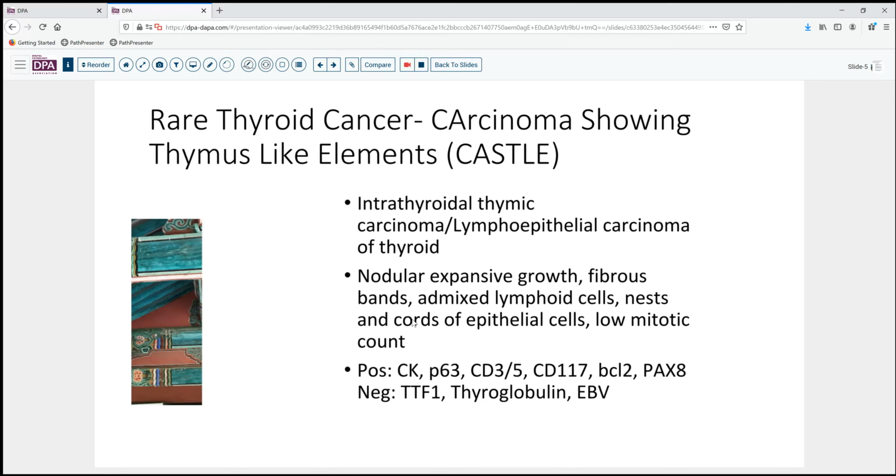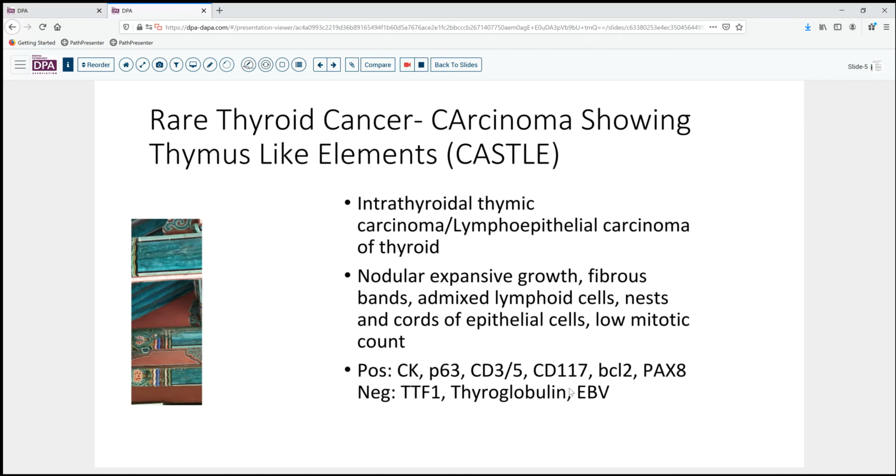We might want to do a Ki67 or other marker. Immunohistochemistry can be quite helpful. These will be positive for most high molecular weight cytokeratins, squamous marker P63 or P40, and the lymphoid cells, and sometimes the epithelial cells will be positive with CD3 or CD5. Additionally, these cells express CD117, though they do not have the c-KIT mutation. And BCL2 and PAX8 can also be seen in the epithelial cell component. Importantly, they are negative for TTF1 or thyroglobulin.